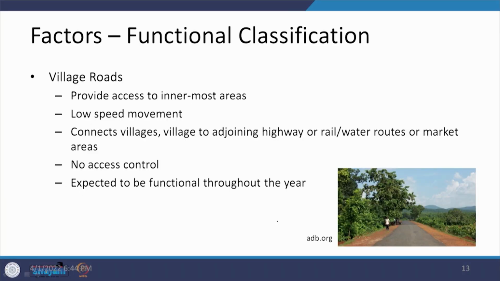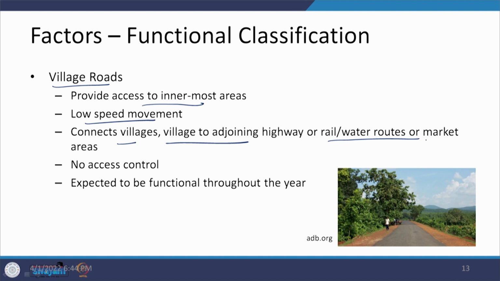The last categorization in these highways which are passing through the rural areas is the village roads. They are expected to provide the further inner connectivity in any of the area. The speeds are going to be quite low in this case. They are going to connect the villages or the group of villages. They are going to connect it with the rivers which are passing through that particular area.